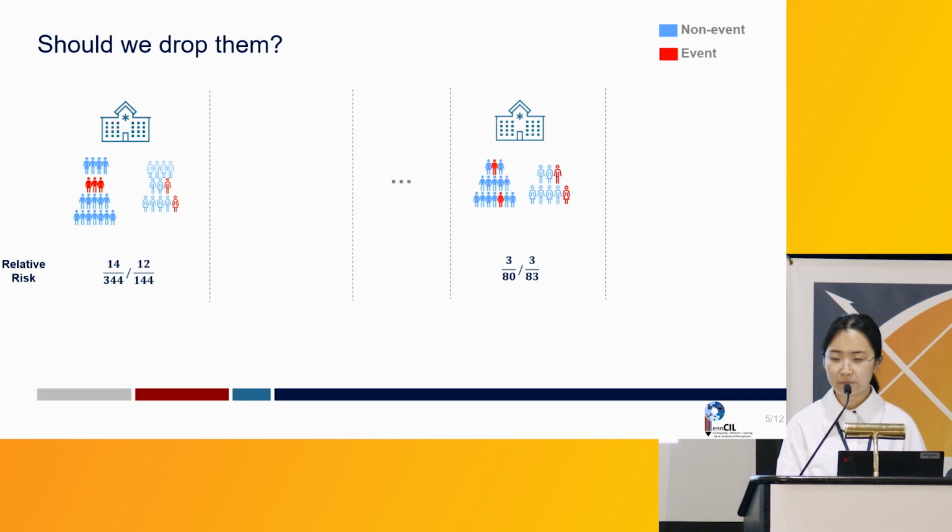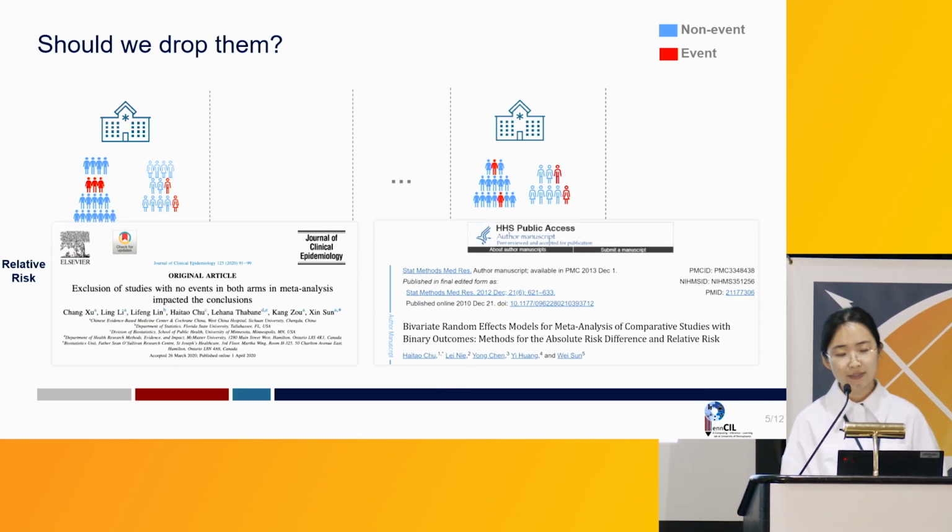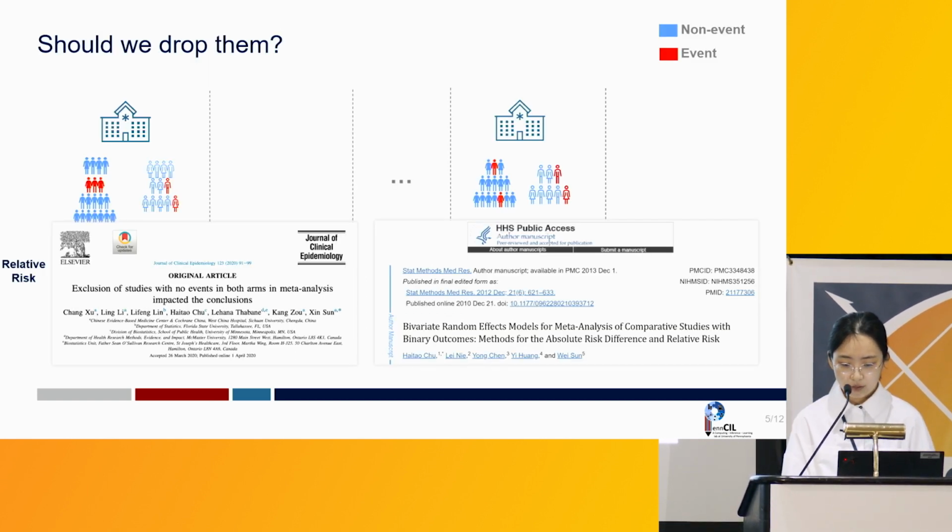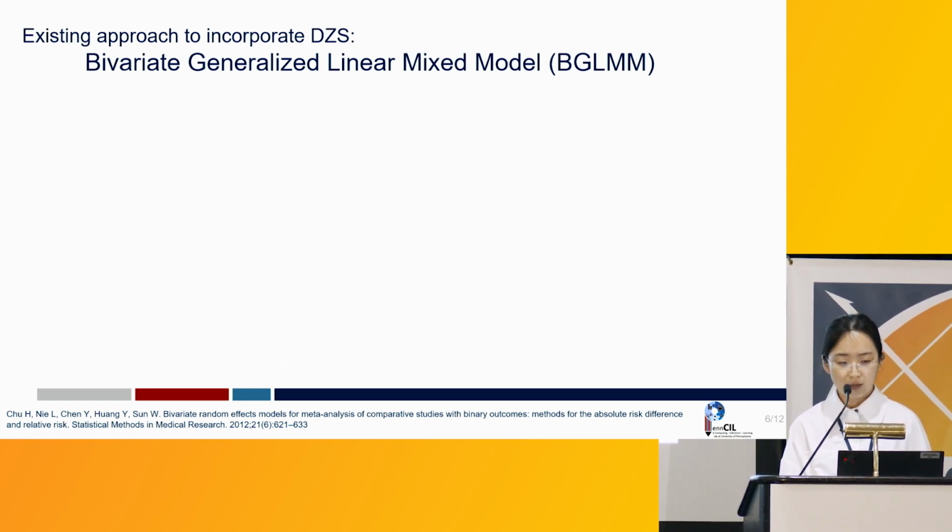A natural approach might be to exclude them from the analysis, and this is in fact commonly done in practice. However, there have been studies showing that the exclusion of double zero studies impacted the conclusions. And furthermore, since we want network studies where anyone can contribute, we need a solution to handle the double zero studies. One approach to include the double zero studies in the analysis is to use some one-stage methods, for example, the bivariate generalized linear mixed models, or BGLMM.